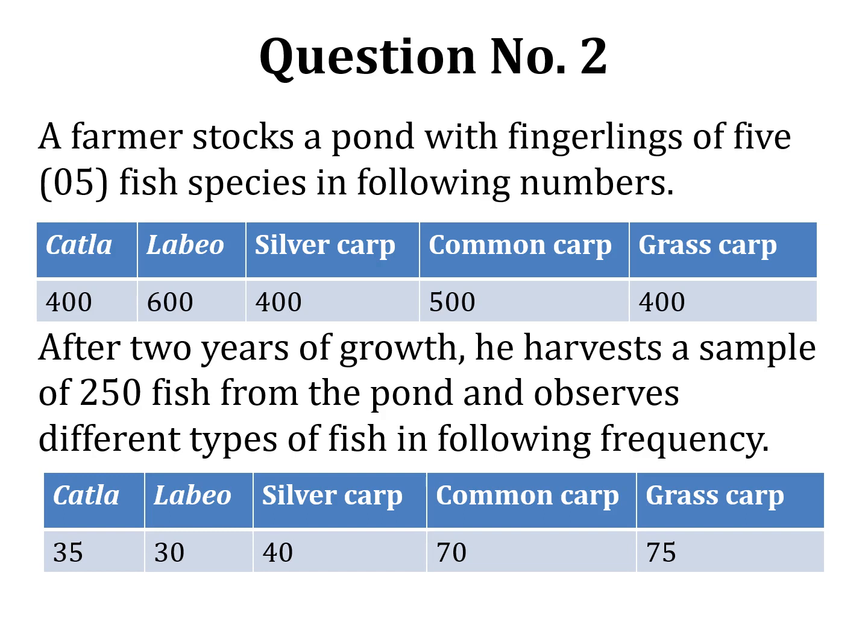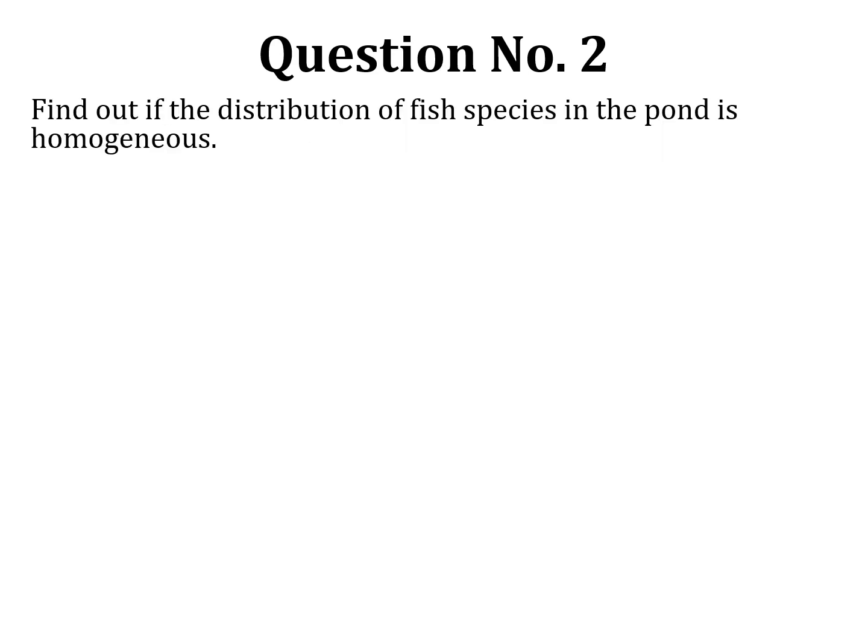After 2 years of growth, he harvests a sample of 250 fish from the pond and observes a different type of fish in the following frequencies. Catla 35, labio 30 out of 250, silver carp 40, common carp 70, and grass carp 75 out of 250. So these are the observed frequencies. Now the question is, find out if the distribution of fish species in the pond is homogeneous.